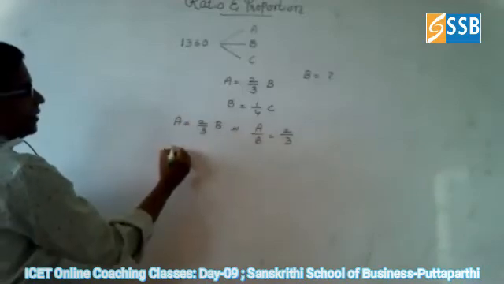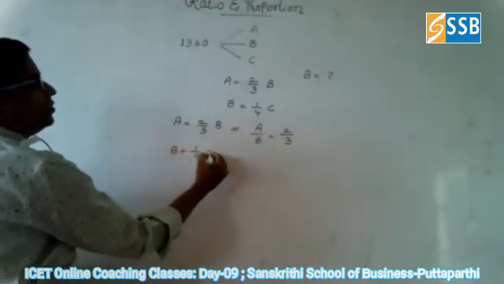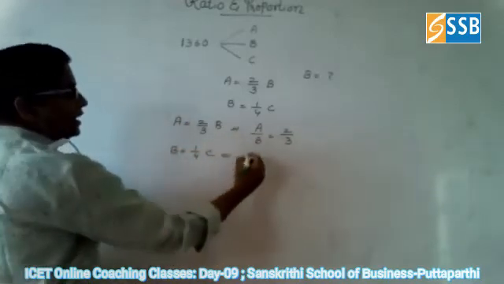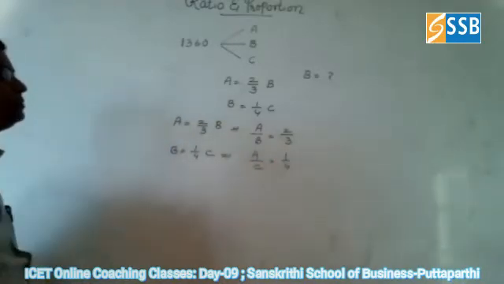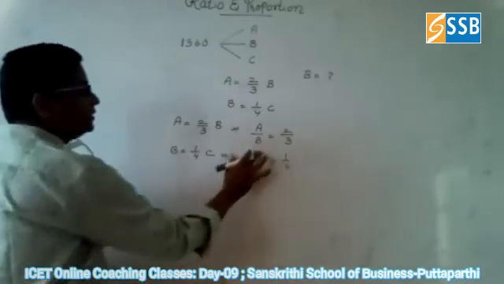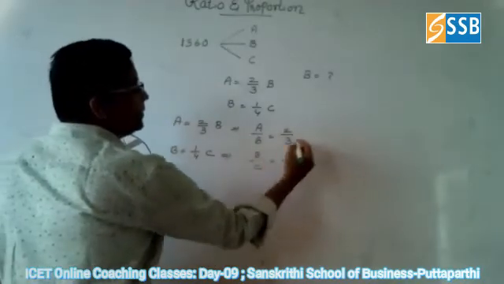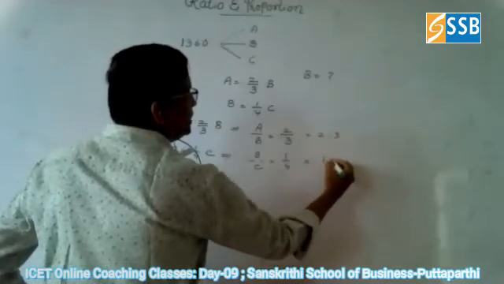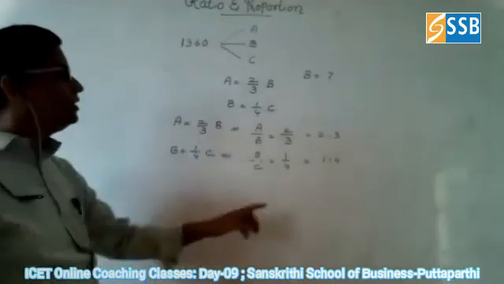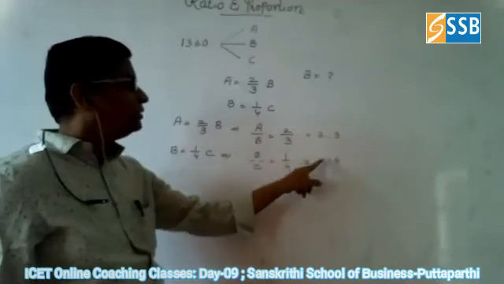In the same way, B is equal to 1/4 C. Therefore, B by C is equal to 1/4. So 2:3 here, 1:4. Now you see here, both B's are not equal here.